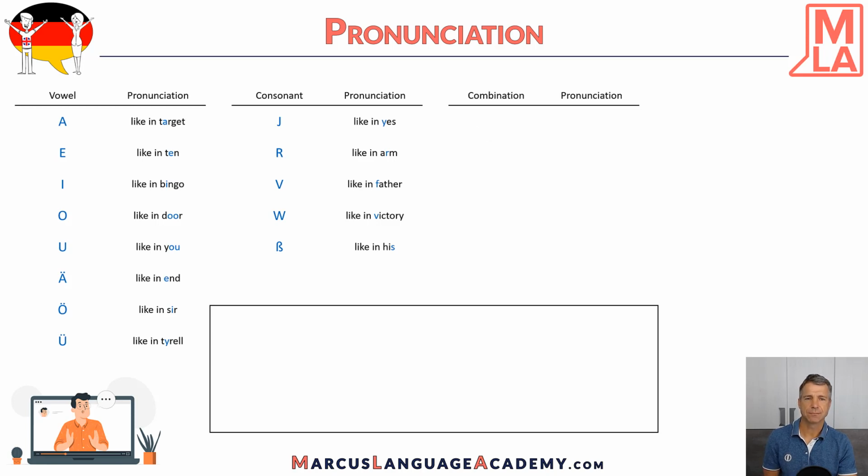So let's see some important combinations, okay? Let's start with EU and ÄU. This is pronounced like in boy, so like OI. EI is pronounced like in wine. IE is pronounced like in week, it sounds like a long I.